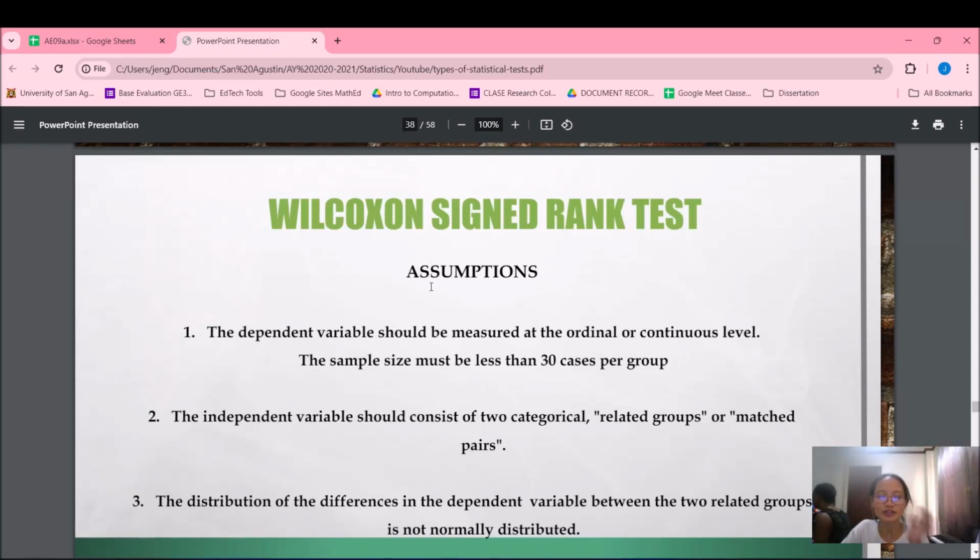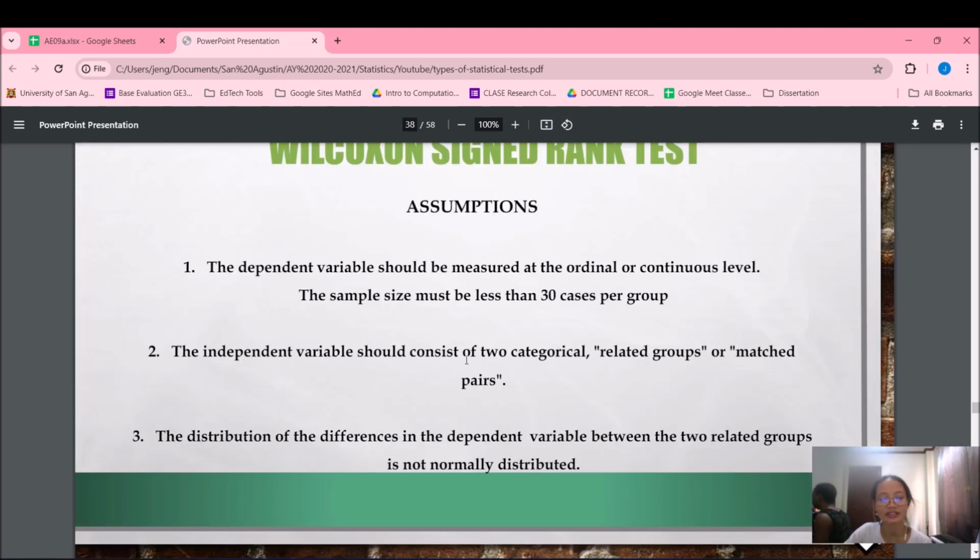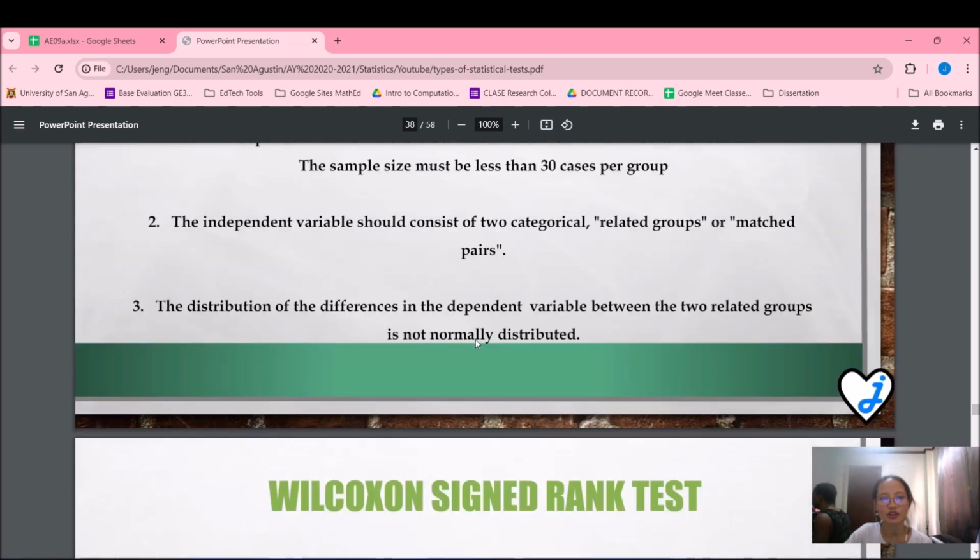Now we have the Wilcoxon signed-rank test, which is the equivalent of your paired-sample t-test if it's a non-parametric test. So its assumptions: the dependent variable should be measured at the ordinal or continuous level. The sample size must be less than 30 cases per group. The independent variable should consist of two categorical related groups or matched pairs. The difference is not approximately normally distributed.